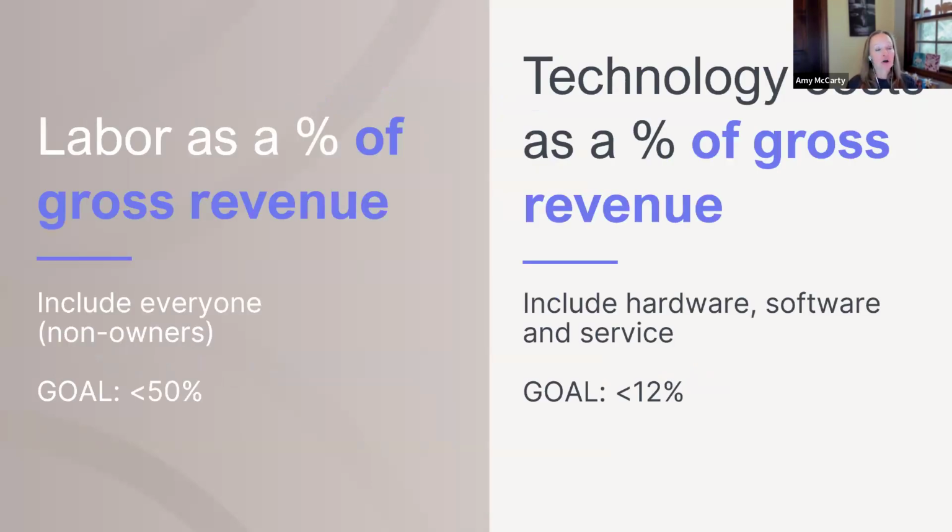Okay, let's get into a couple of other important ones. So labor as a percentage of gross and technology costs, right? So labor, we have teams in order to help us do the work. If we're a solopreneur, okay, great. We don't have a labor percentage, but our technology costs are maybe higher, right? Because we're leaning more on technology. So these two are here.